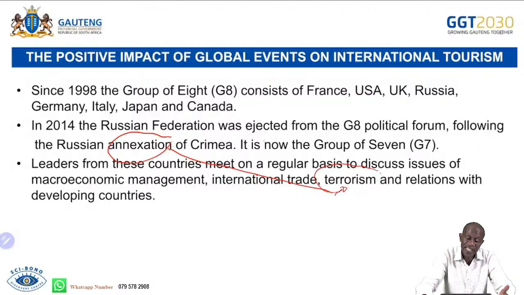So the intention here of the group is to discuss and assist as much as they can the poor countries or the poorer countries of the world. Hence, you have developing countries. These countries' economies are not stable enough to sustain their inhabitants.